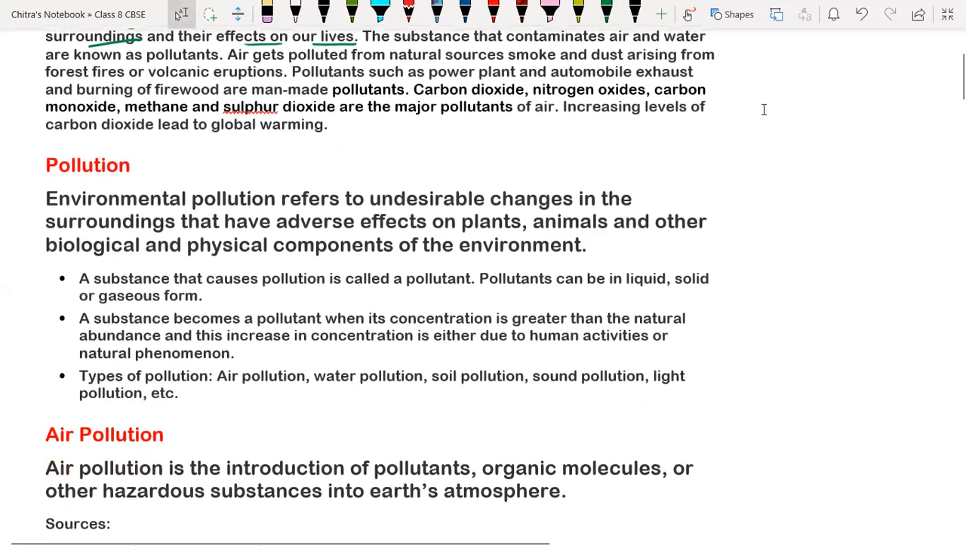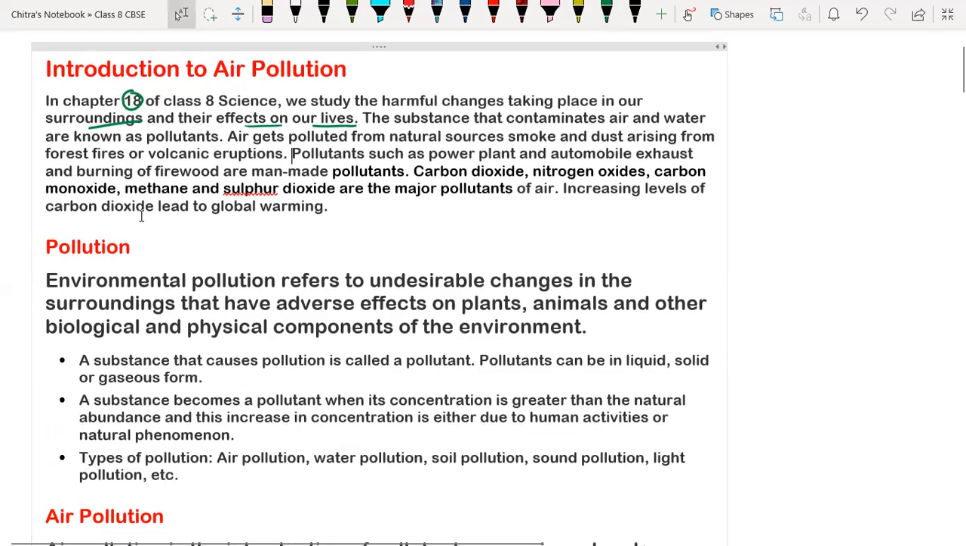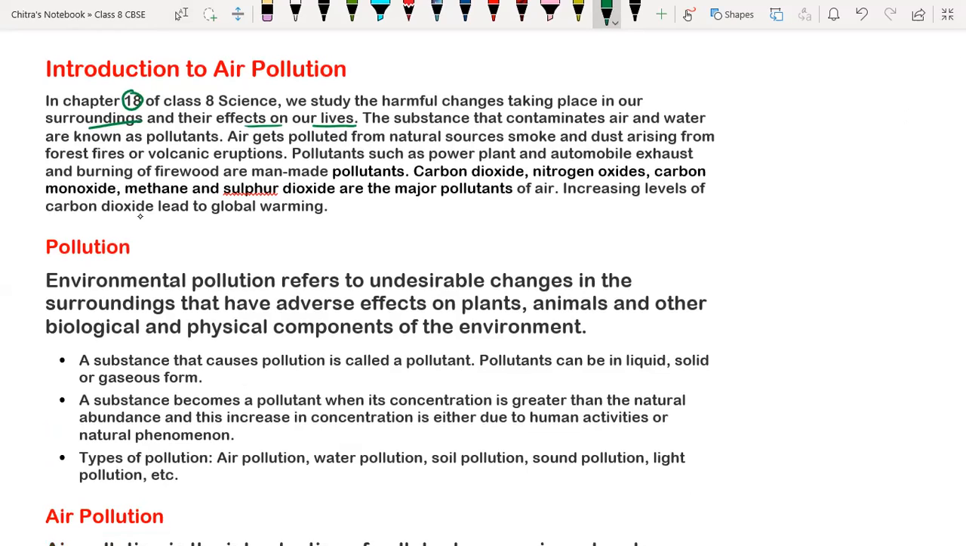Now we will understand the important factors that affect the normal air, that means the air pollutants. Air gets polluted from natural sources like smoke and dust rising from forest fires and volcanic eruptions. Pollution from power plants, automobile exhaust and burning of firewood are the man-made pollutants.